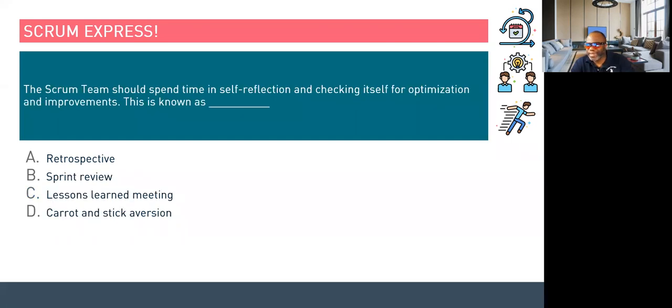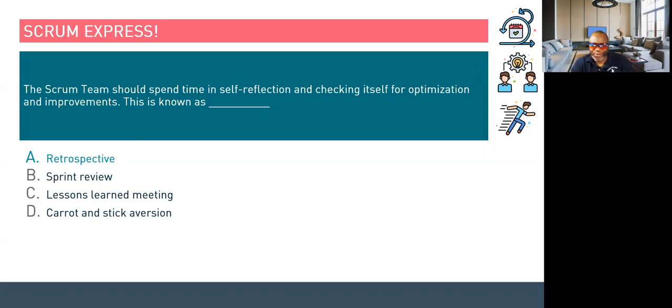The Scrum team should spend time in self-reflection and checking itself for optimization and improvements. This is known as what? Here's your poll. What do you think? Three, two, and one. End the poll and share. Brilliant job. The answer is indeed retrospectives. This has become a cakewalk for you folks, and I'm really excited about that.